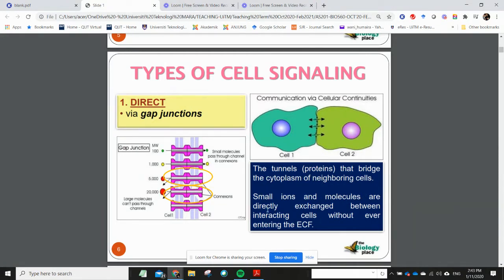Only small ion molecules are directly exchanged. So you can see this picture here. The bigger molecules, the big in size molecules, cannot pass through or cannot use gap junction as their transportation or as their cellular communication.